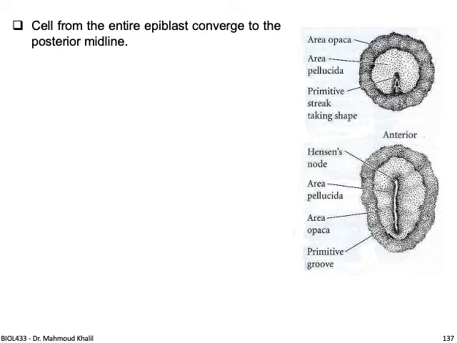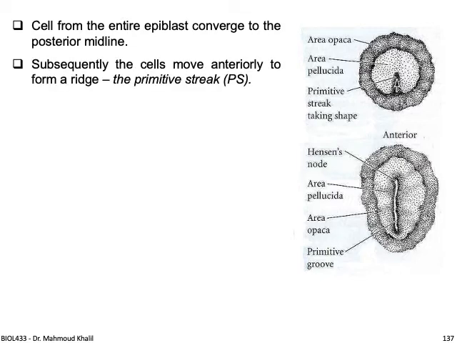This leads to a thickness of the cells that rise a little bit above the surface of the cells, which we call the primitive streak. It starts to take shape. This primitive streak, or this thickening of cells, will start to migrate to the anterior, making a thickness of cells that soon will give rise to 2 ridges on the sides and a groove in the middle, which we'll name the primitive groove. So subsequently, the cells move anteriorly to form the primitive streak, which is collectively called the primitive streak.